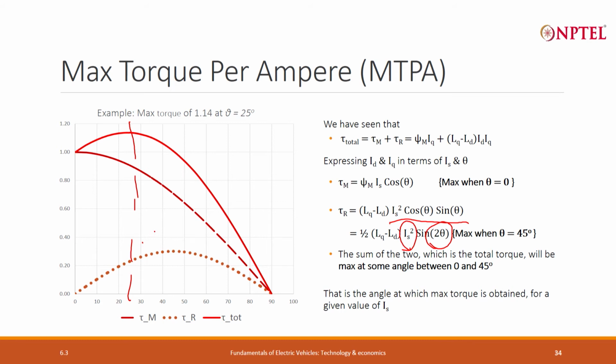Before you go on to the next slide, I want you to reflect a little more on this interesting dynamics of the reluctance torque. We only looked at the theta part, that the reluctance torque is proportional to sine of 2 theta. The part that we did not look at is that the reluctance torque is proportional to square of the current, whereas the magnetic torque is proportional to the current.